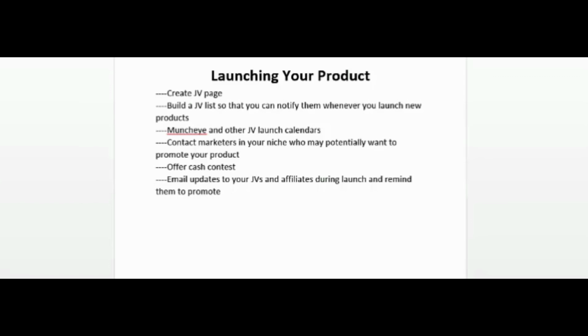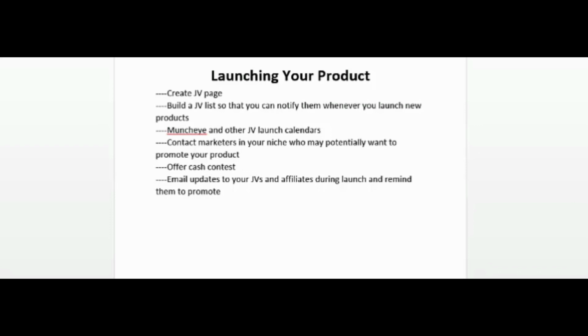Now, one of the big keys to your success is going to be the promotion efforts of your affiliates and your JV partners. Okay, so once you've created your funnel and listed your products, now let's go ahead and focus on launching your product. You need a JV page. Actually, this is optional, but if you have a JV page, you're going to be taken more seriously by potential affiliates and JV partners.